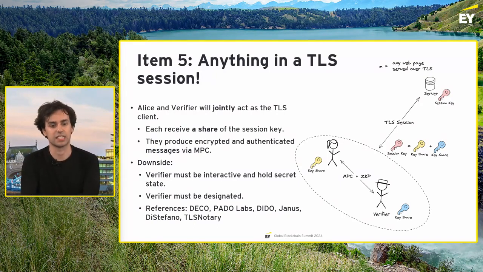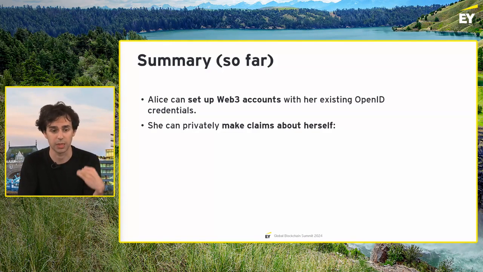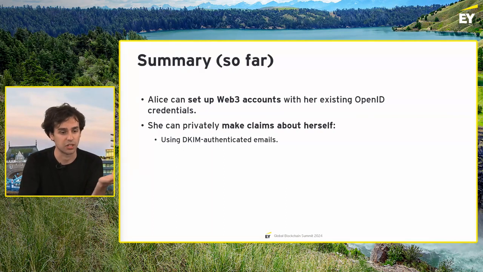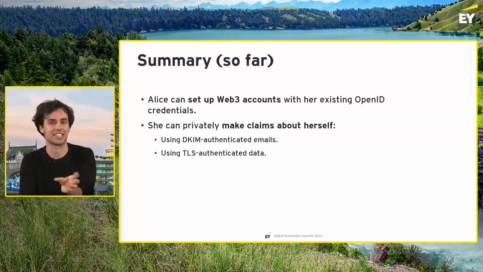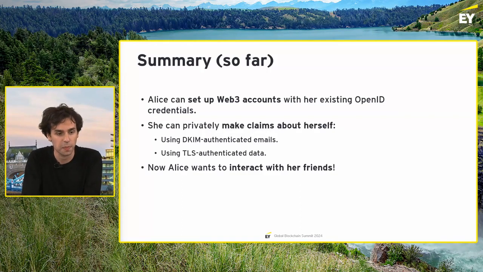So item 5, anything in a TLS session, but this would also work for anything that has a MAC, message authentication code, on it. So a quick summary so far. Alice can set up Web3 accounts with her existing OpenID credentials. She can also make claims about herself using signatures on email. So this is all strongly authenticated data, and this is easy, proof of knowledge of a signature, or data that is in a TLS session. And in this case, we are dealing with weakly authenticated data. And as we saw, attesting to this requires more effort cryptographically, but also in terms of our assumptions and who can verify this. So now the next step is Alice is in Web3.